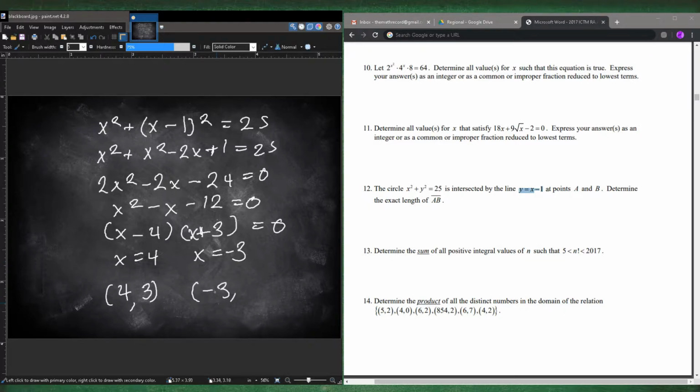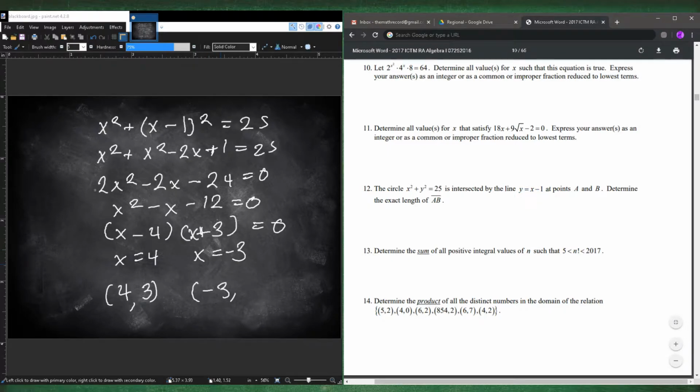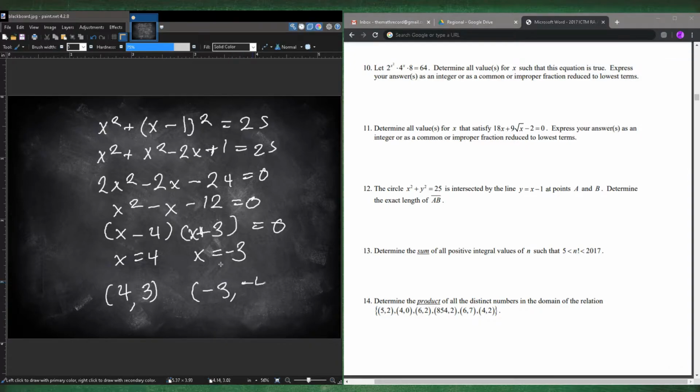Okay, if our x-coordinate is negative 3, we can plug into this equation again. So negative 3 minus 1 is negative 4. So for this value, our y value is negative 4. Okay, so these are our points A and B. It doesn't matter which one's A and which one's B. We just need to find the length of AB.